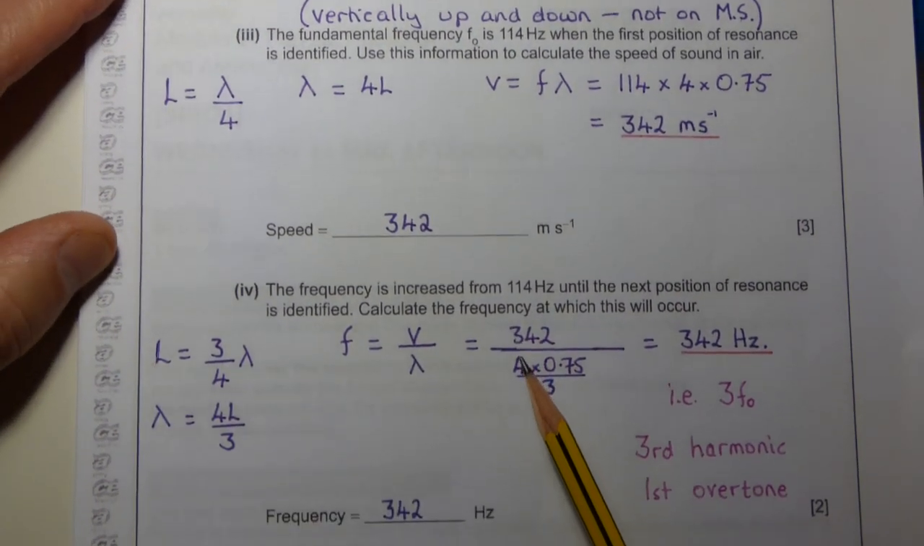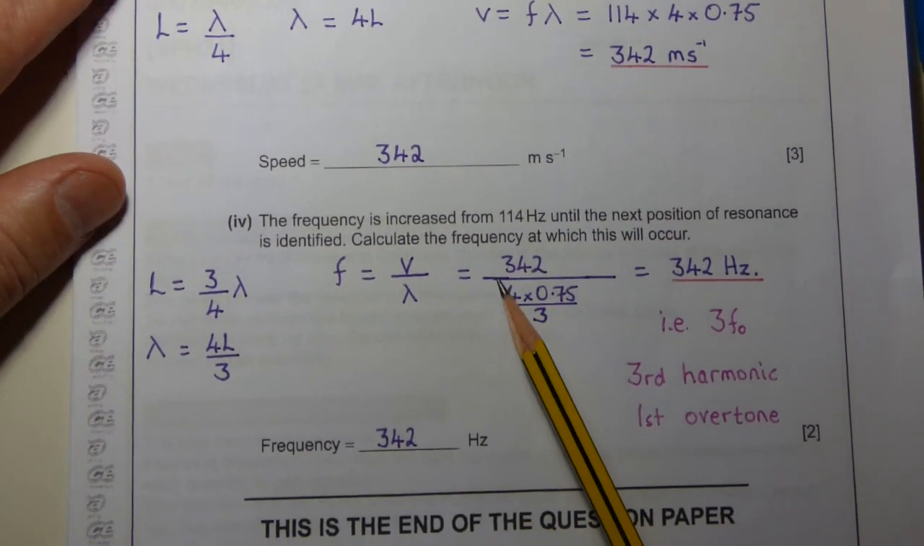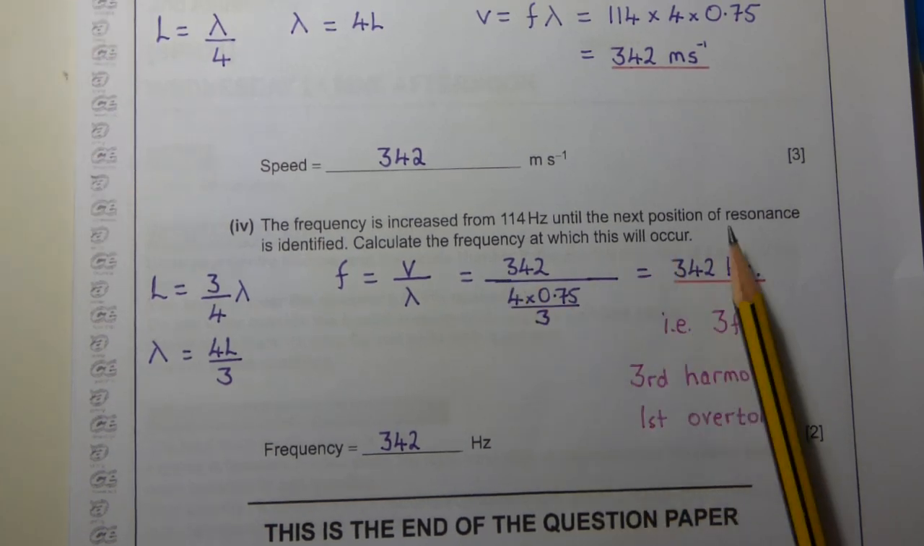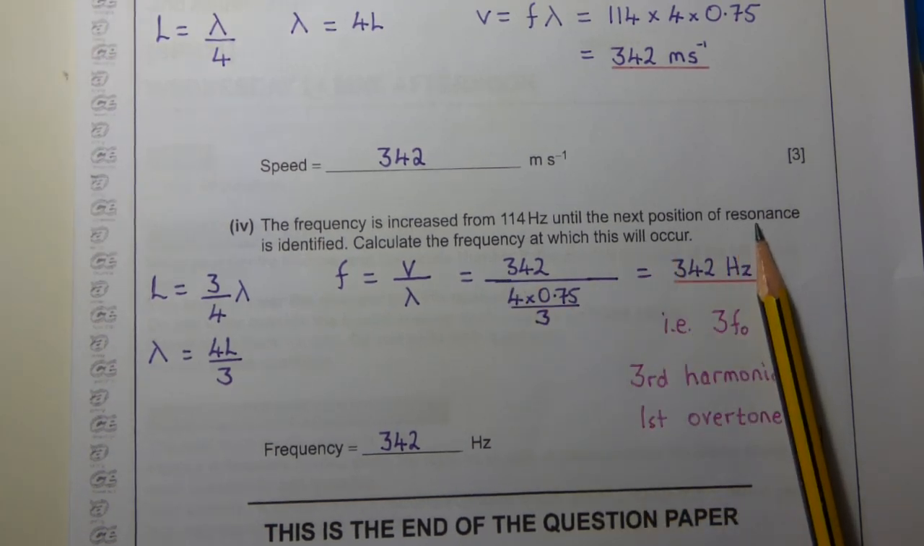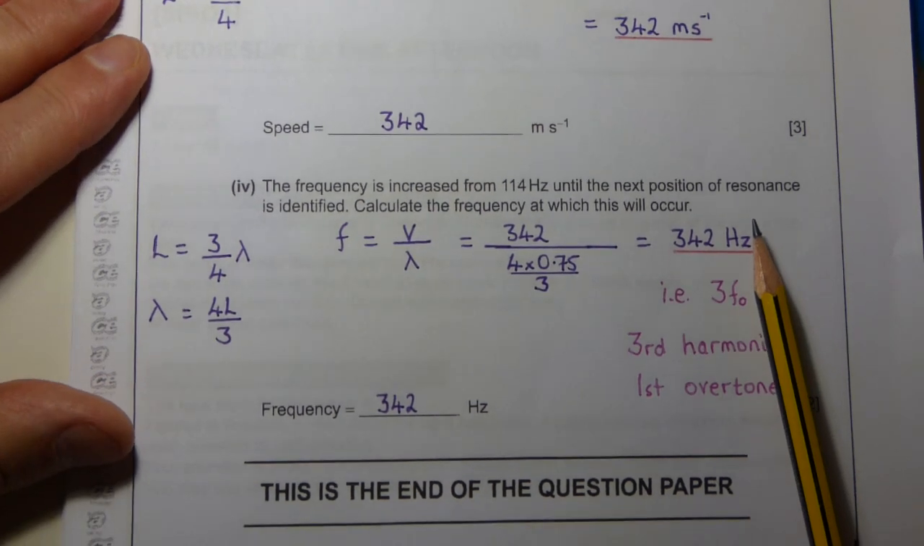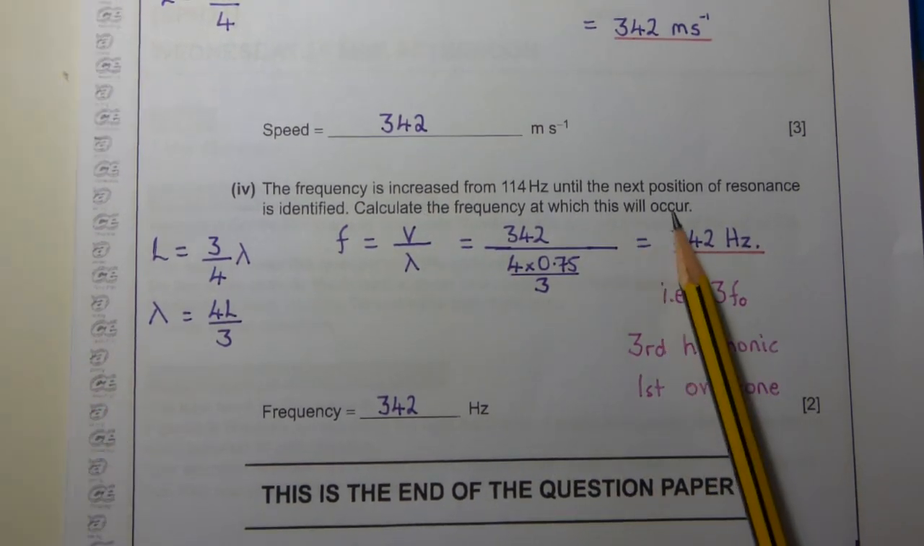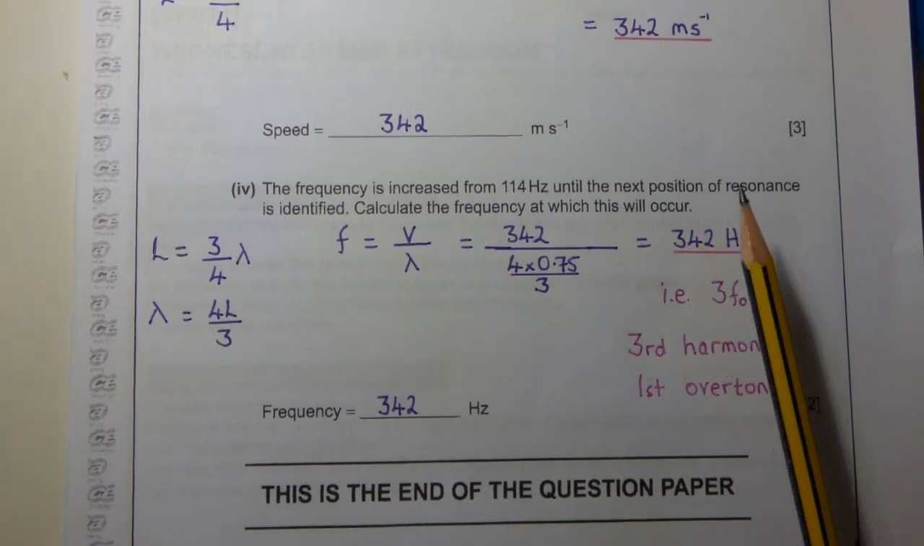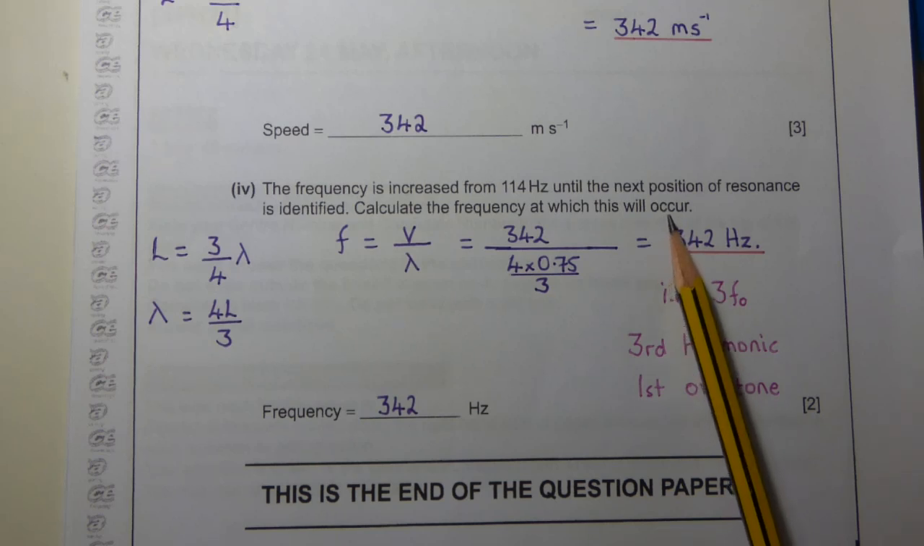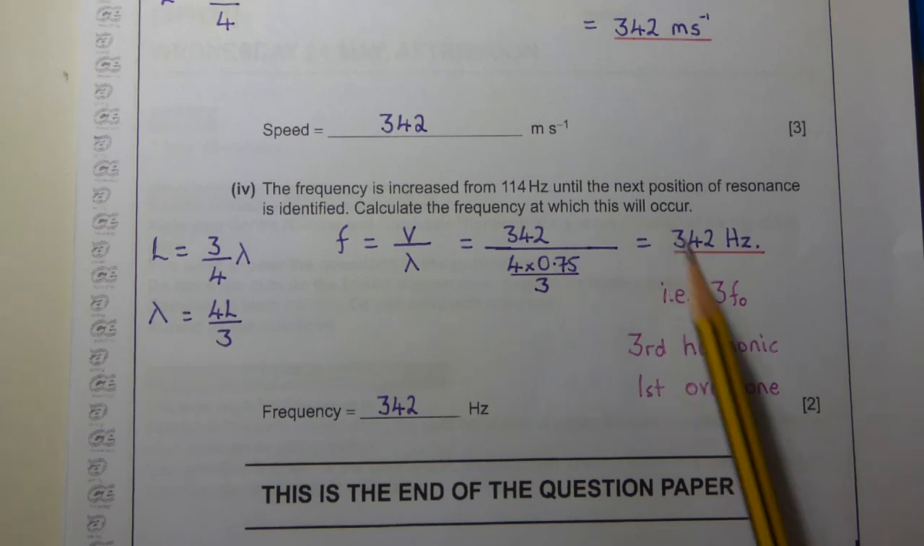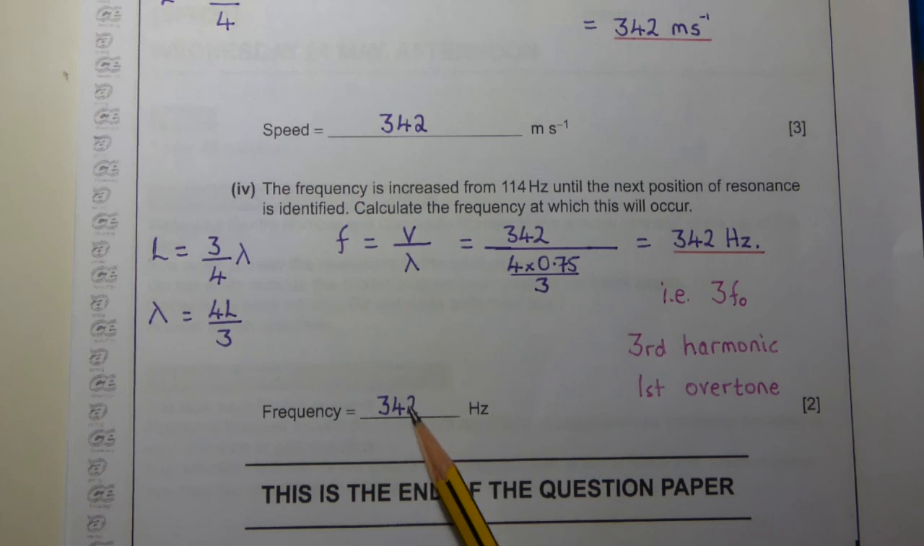Then the frequency goes up until the next position of resonance is produced. Now that's given by that purple wave. What's the frequency at which this will occur? Now you'll find it's 3 times the original, and I think if you just simply did that, you'd probably get the full marks if you got the answer right.